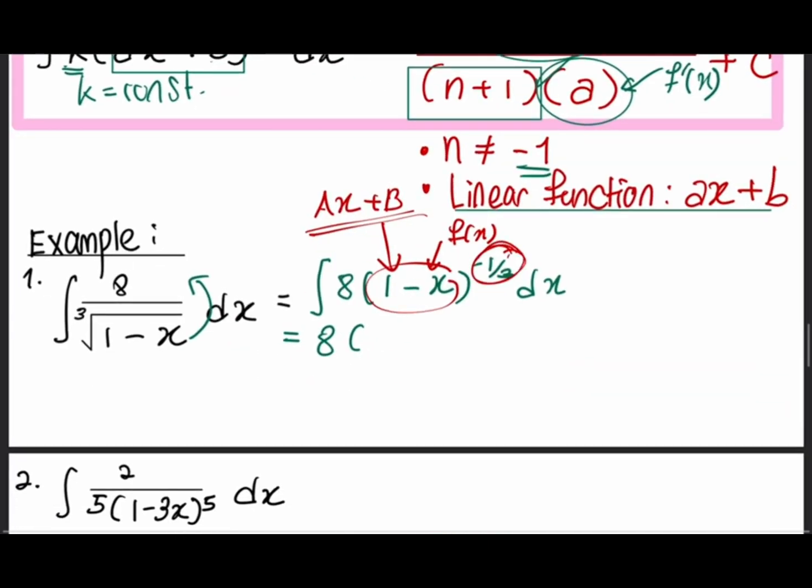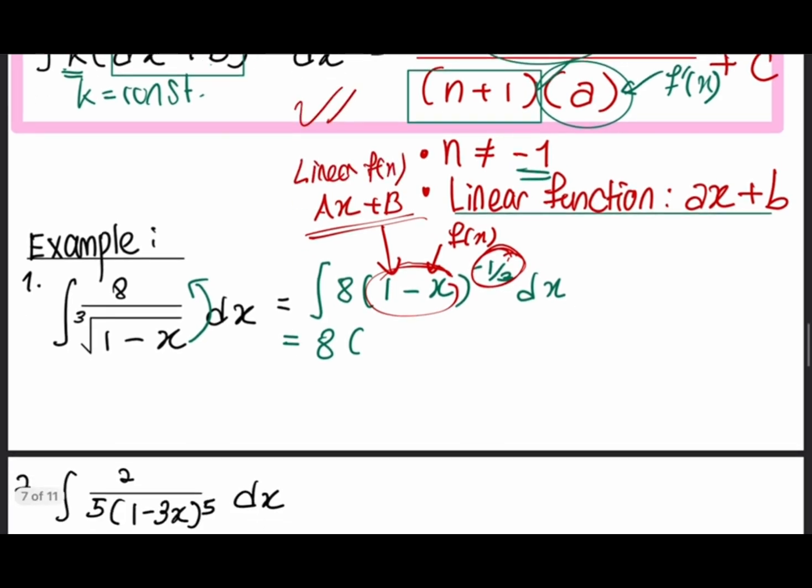So I don't care about the power; the power is just tricky. As long as what's inside the bracket is a linear function, you can apply this formula. You just copy back the function, and the power is increased by 1. Negative 1 over 3 plus 1 is 2 over 3, and you divide by the new power. Then what you need to multiply is the differential of these terms. So how do we differentiate? Let's say you have y equals 1 minus x.